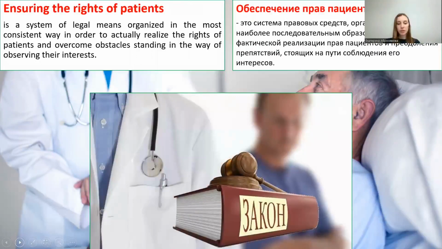And ensuring the rights of patients is a system of legal means organized in the most consistent way in order to actually realize the rights of patients and overcome obstacles standing in the way of observing their rights. The most noticeable modern trend in this regard is the annual increase in the number of complaints and appeals of patients and the predominance of various means of pre-trial protection of patients' rights, for example, complaints to state bodies and officials over the traditional existing judicial procedures.